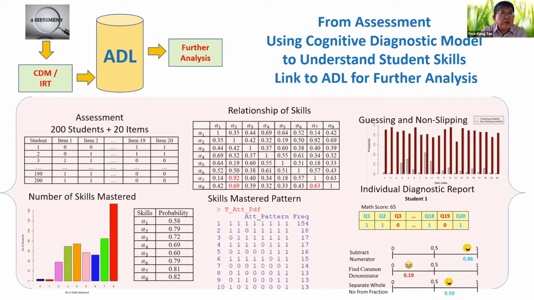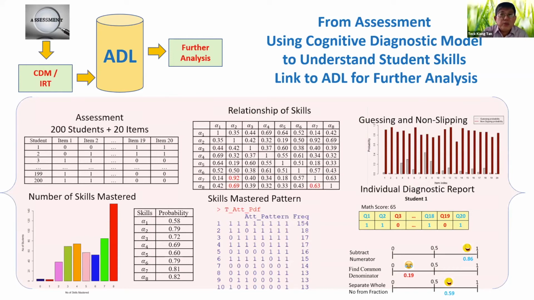So probably, let's say item 1 is testing whether the student masters the skills of alpha 1 and alpha 3. Then item 2 is alpha 1 and alpha 4. Then item 20 is about alpha 1, 2, 3, and 4. So by designing this, then going through the modeling called cognitive diagnostic models, we will be able to know the probability of the student that participated in this assessment mastering the skills 1 to 8.